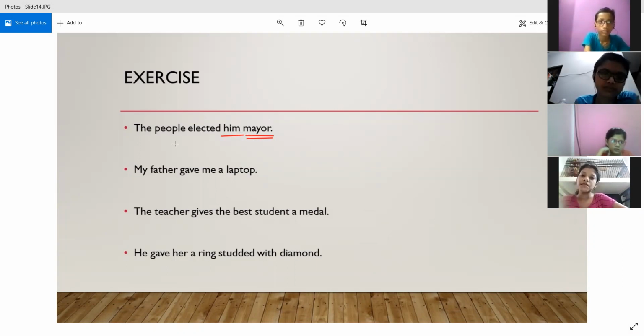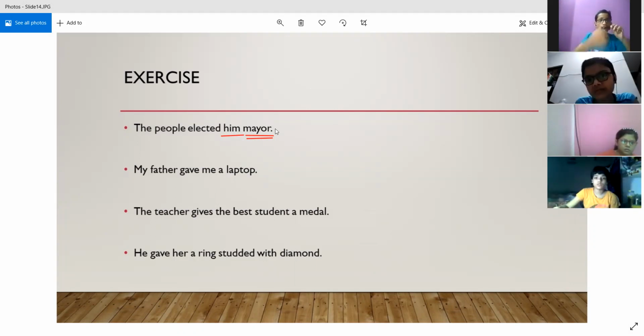So now try it, Rishik. It is in the simple past. Try it. All right. So you are muted. Yes. He will be elected. It is already, they have already elected him. It is in the simple past. So you can't change into future tense. If you say will be, it will be something of the future. He has been elected by the people as the mayor.